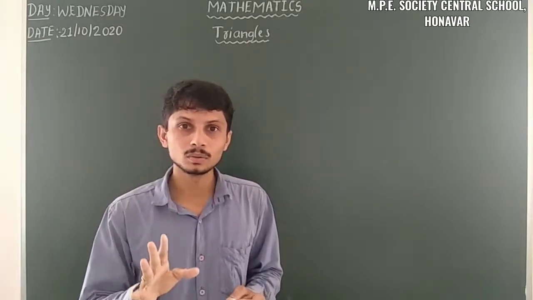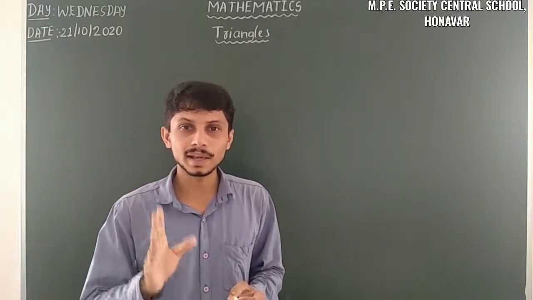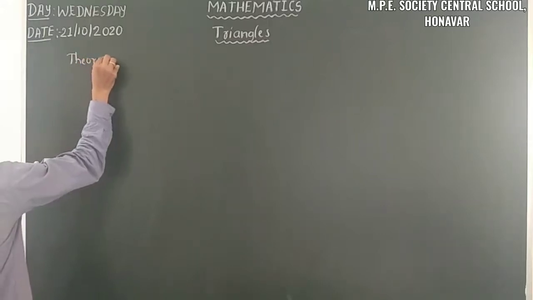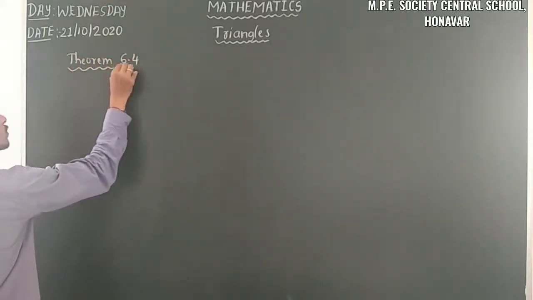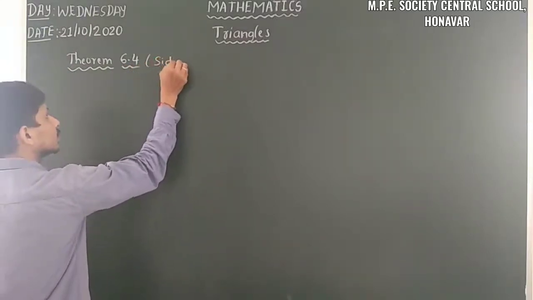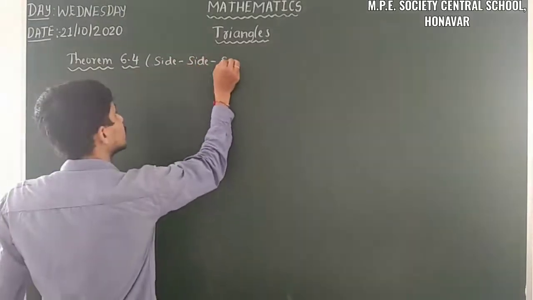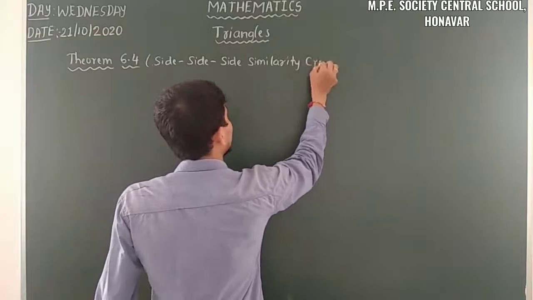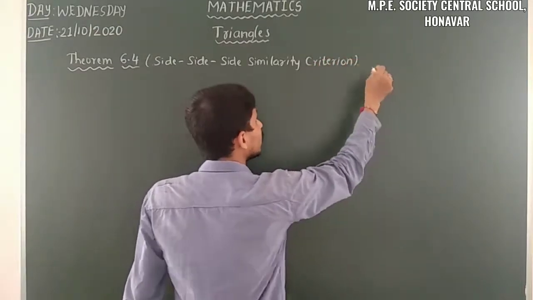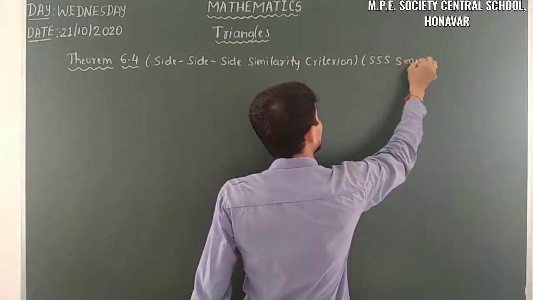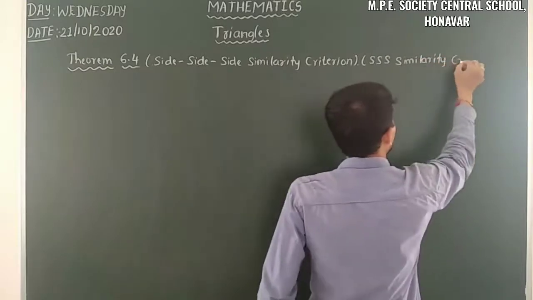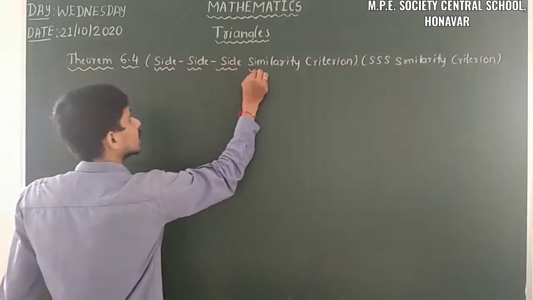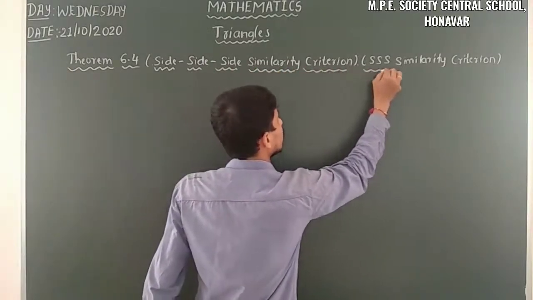Theorem 6.4, which we also call the SSS similarity criterion, or side similarity criterion.